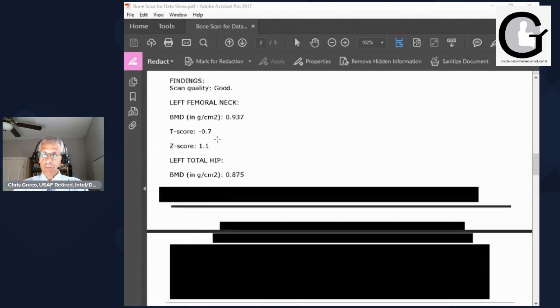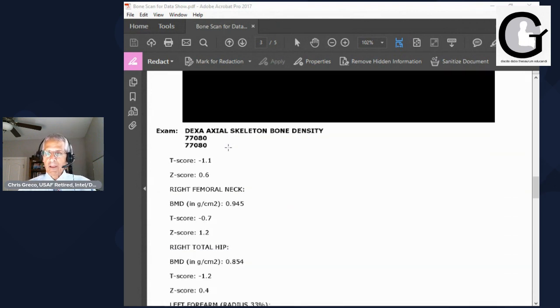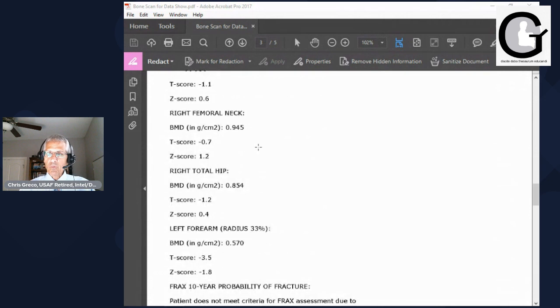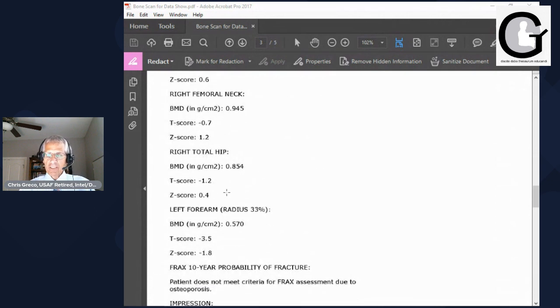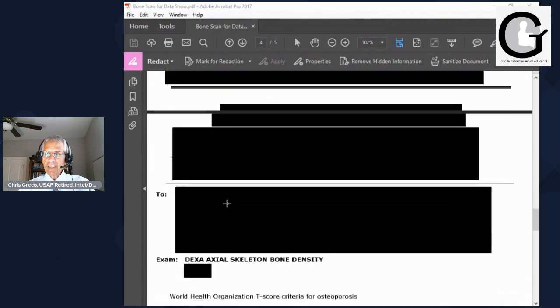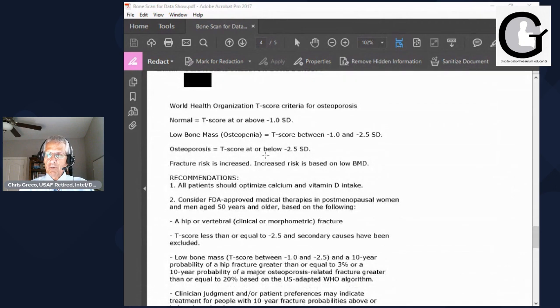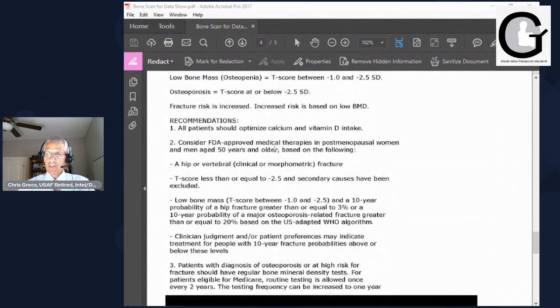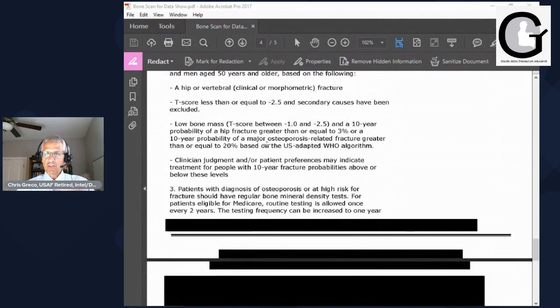And this is negative 0.7. So left femoral neck is okay. Left total hip, osteopenia. Right femoral neck, okay. Right total hip, osteopenia. And then left forearm, definitely osteoporosis. So that's what we're talking about when we talk about those areas. Remember, because T-score at or above negative 1.0. And then they talk about different aspects and what patients should do and all that stuff.